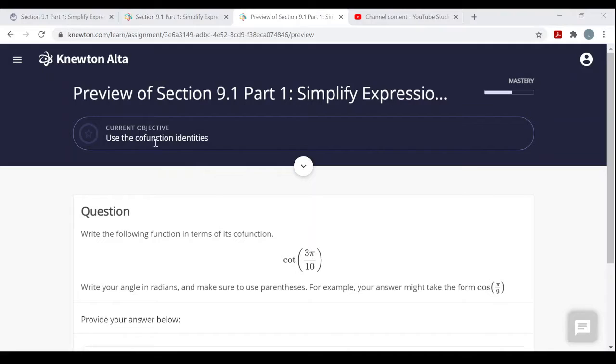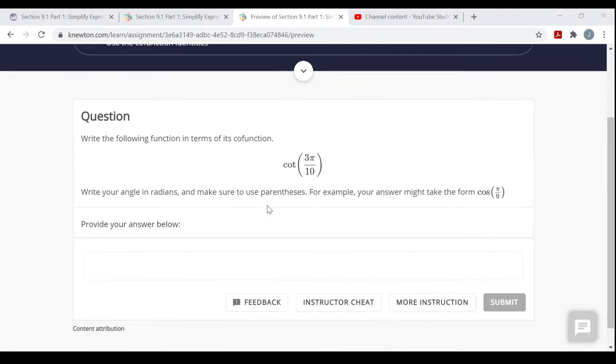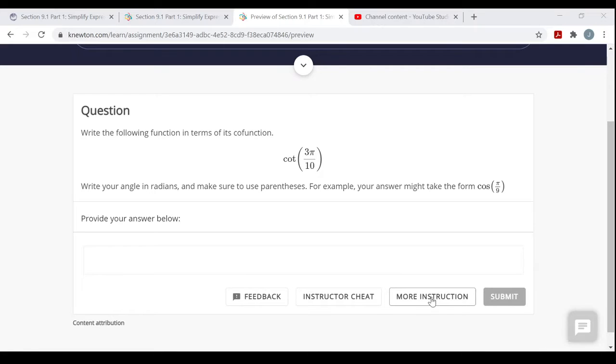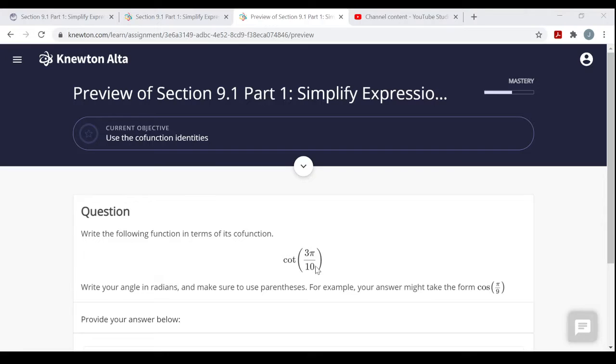Alright, so again, if you're unfamiliar with the topic, hopefully you've read section 9.1 of your OpenStax Algebra and Trigonometry book. And if you want to also click on more instruction here and see what notes or videos or examples they have for you, hopefully those help. Alright, so we're asked to write the following function in terms of its cofunction. Write your angle in radians and all that. Okay. So let's talk about these cofunction identities and how they're developed.